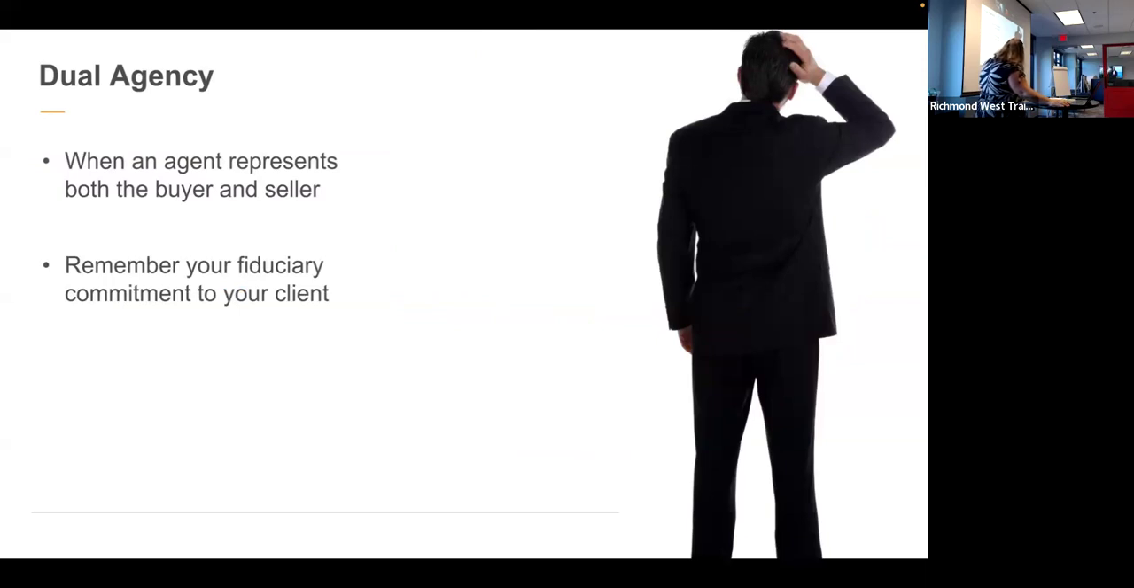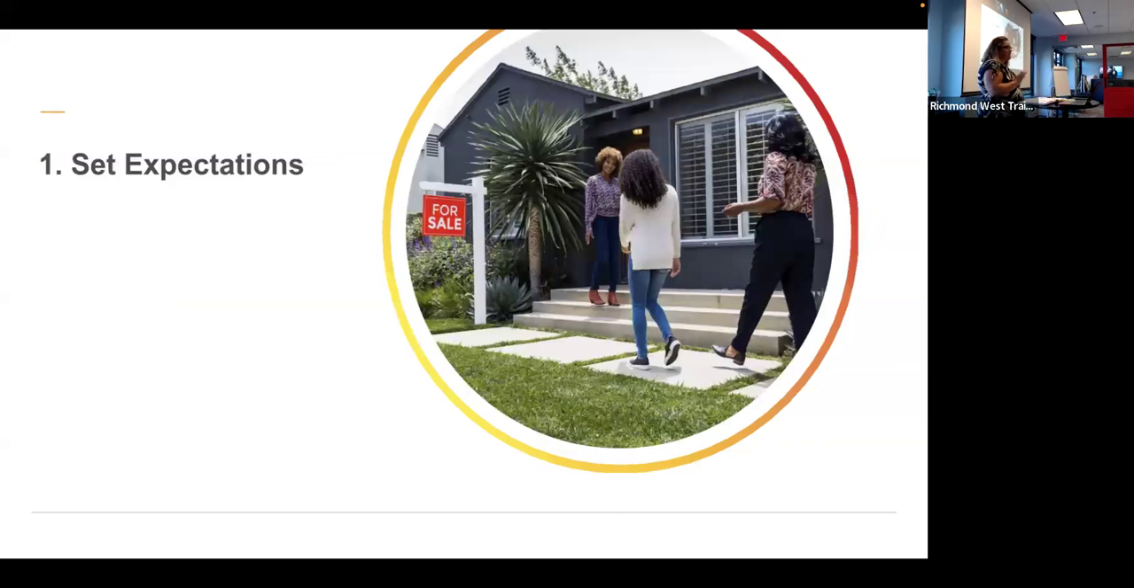Now, designated agency is different. We have a pretty big office, so there's a good chance Mel may sell one of my listings at one point. And is that okay? Oh, it's absolutely okay. We're going to be under the same brokerage, she has the buyer and I have the seller. And that is okay.